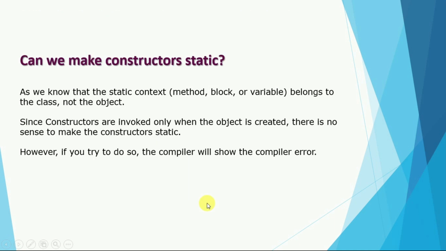Okay, can we make constructor static? As we know, static context belongs to the class, not the object. Static method, static block, static variable always belong to the class, not the object. But constructors are invoked only by the object, only when the object is created. So there is no sense in making the constructor static. If you try to do so, the compiler will show a compiler error.